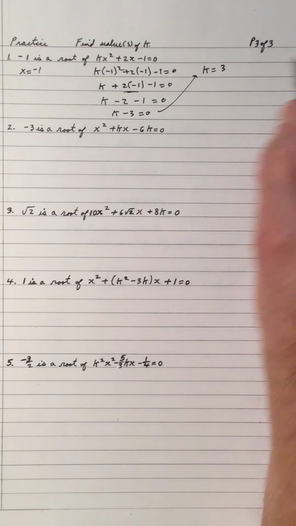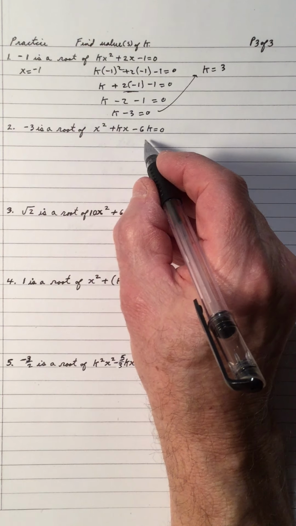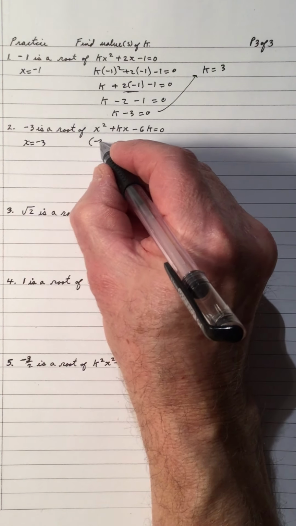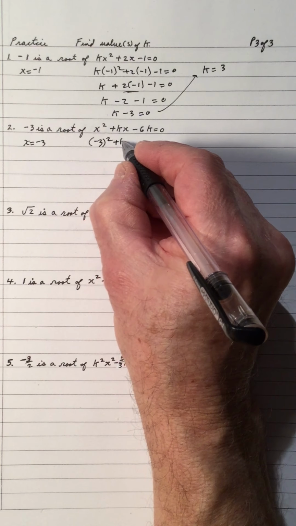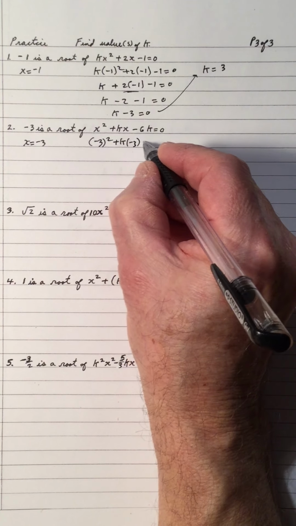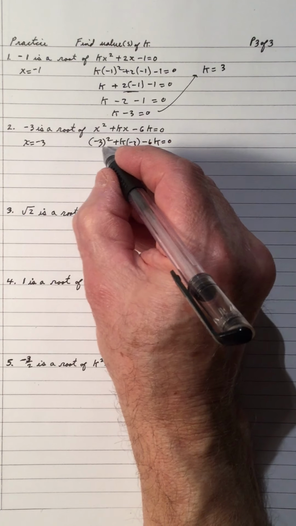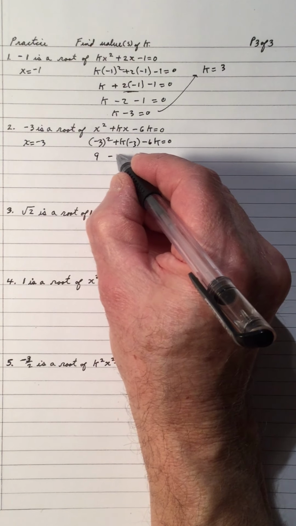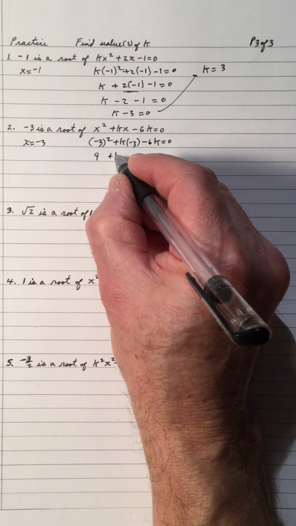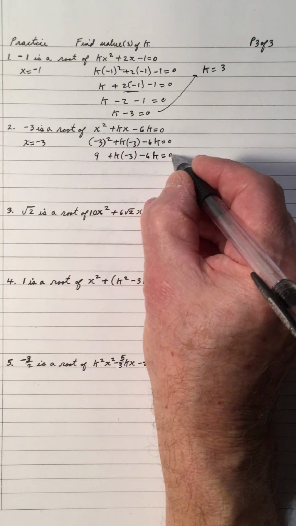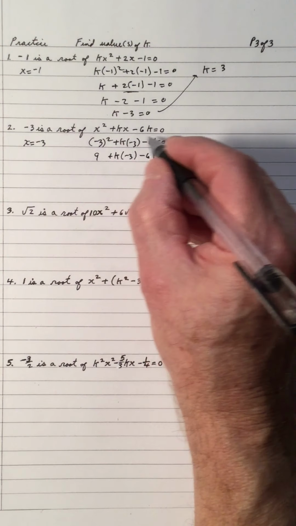Done. Number 2, negative 3 is the root of this equation, so that means x is negative 3, so we'll plug a negative 3 in the place of x. Done. We do a power first, which is 9. Okay. So notice I did PEMDAS. I did my exponent first.